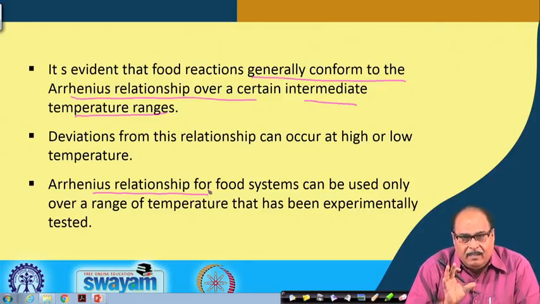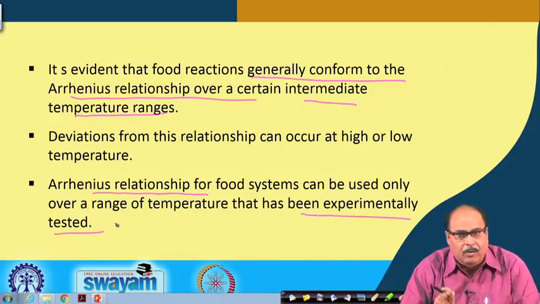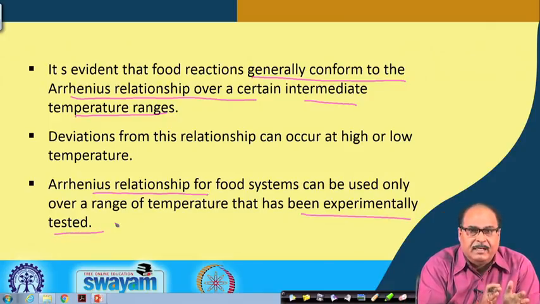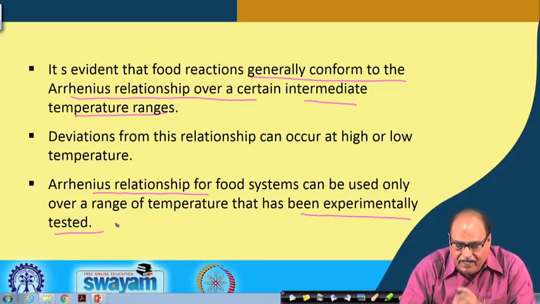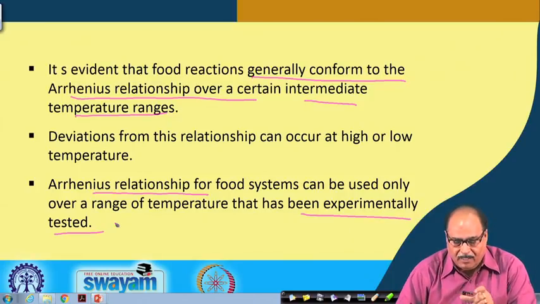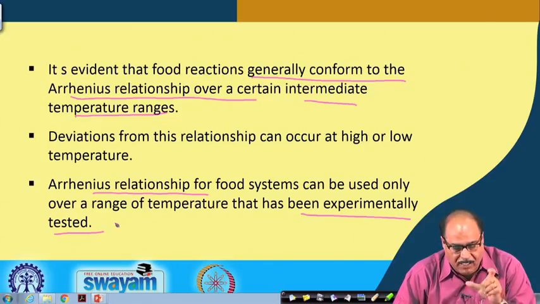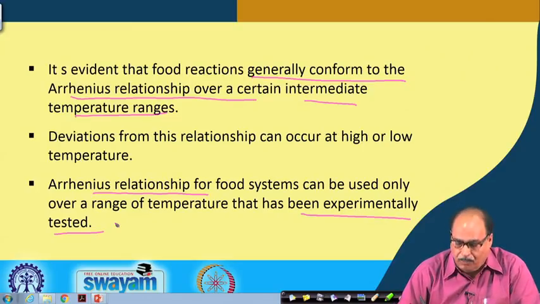First, depending upon the type of food, using appropriate experiments, one should find out the range which follows the Arrhenius relationship. Then in modeling and other processes, only this specific temperature range that has been experimentally tested should be used for the Arrhenius relationship in food systems.